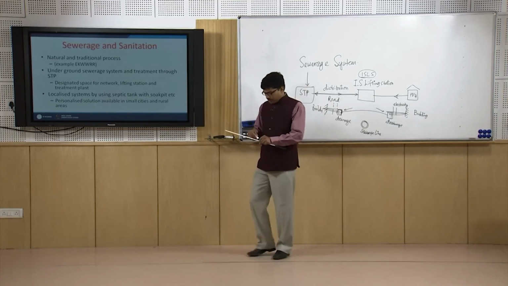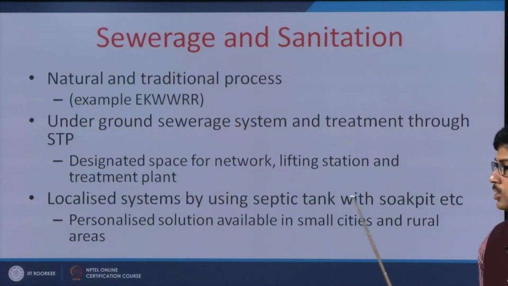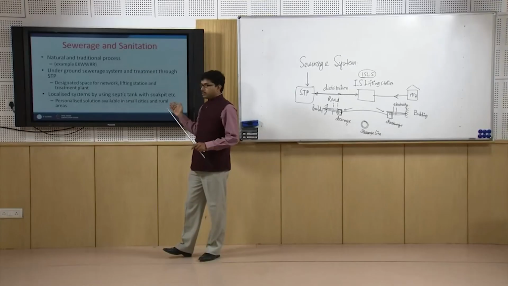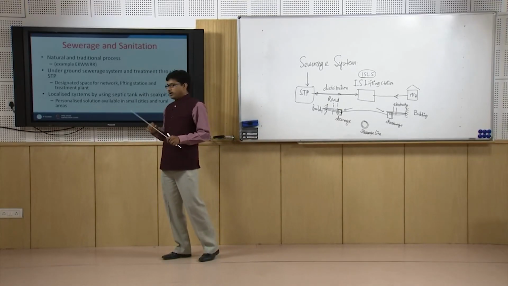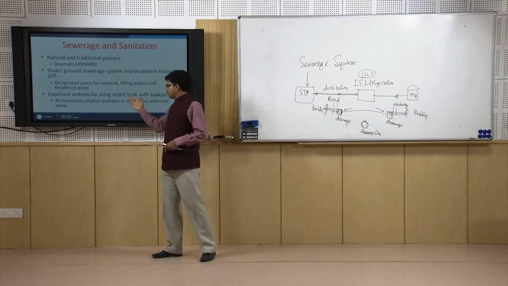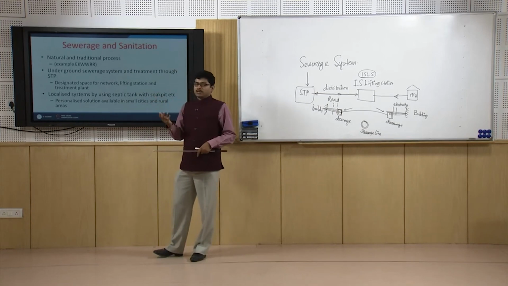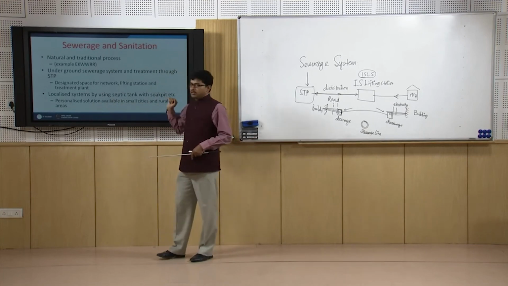Apart from the sewerage treatment process, including the sewerage treatment plant, the lifting station and the network, there could be a localized system like the septic tank or the soak pit, which is popular in various rural areas and also suburban areas, where an individual family or house, or a simple standalone housing project or small community, can have a bigger septic tank and through it have the sanitation facility. This personalized solution is available in small cities and is very popular.